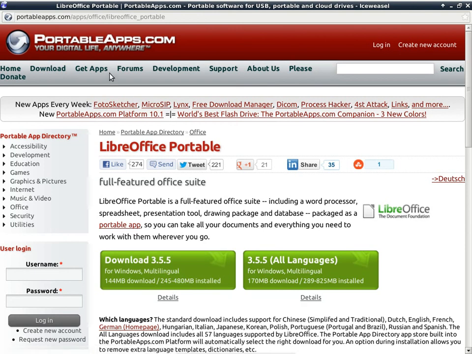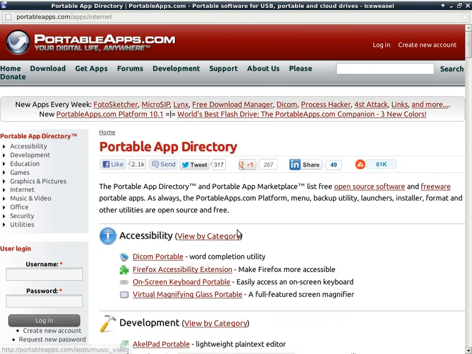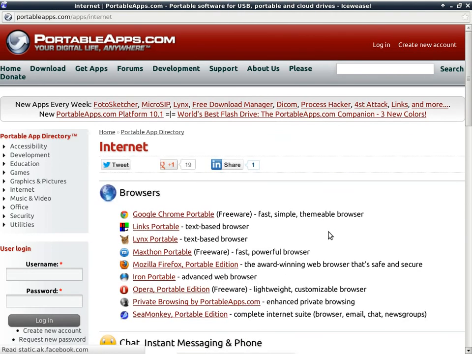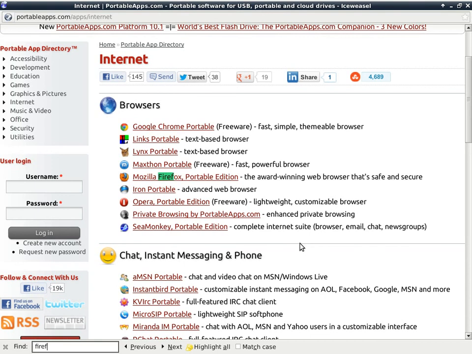PortableApps actually has a lot of other software too. If you go to the internet, it has Firefox. It has the portable version of Firefox. So you would ask, but why do I want the portable edition of Firefox when I have Firefox already installed on the 20 computers that I use most?